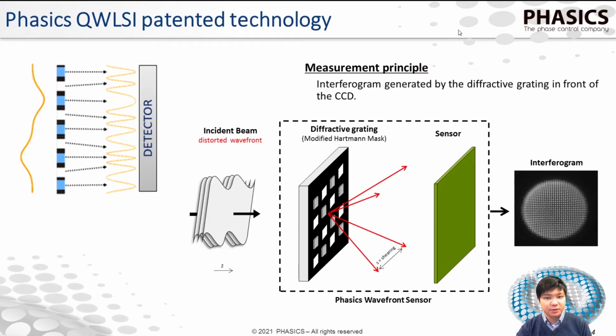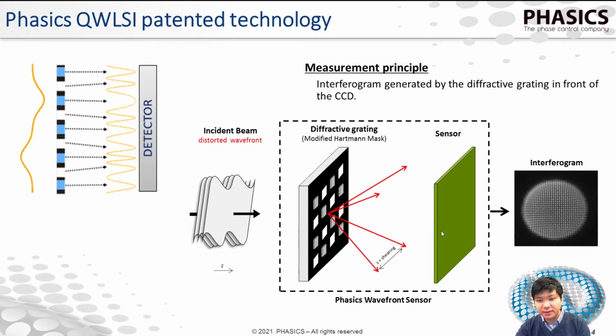Our technology, QWLSI, is based on two main components. One is the diffractive grating, that we can also call modified Hartmann mask, and the other one is a sensor that can be from different technologies, like for example CCD, CMOS, InGaAs, etc. So what happens when you send a beam inside? The incident light will first encounter the diffractive grating that will create four replicas of the beam, which are the plus and minus one order of diffraction along the x and y axis. These four orders of diffraction will then propagate until they reach the sensor a few millimeters away.